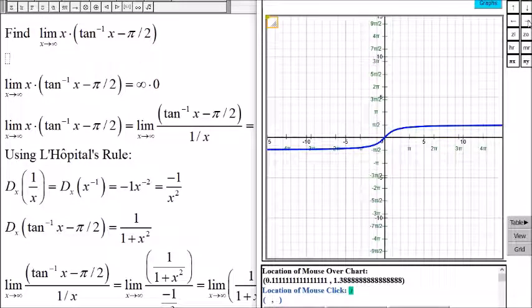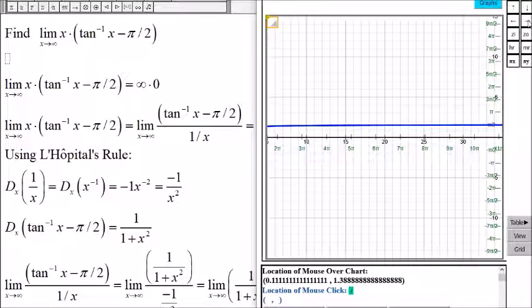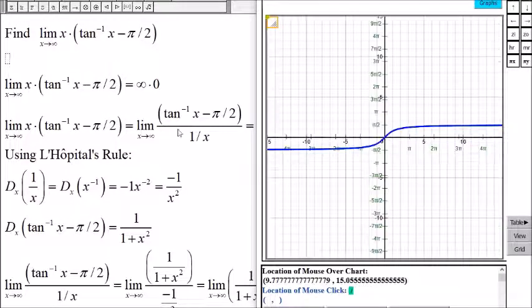So as x gets larger and larger, y approaches pi over 2. And so this will go to pi over 2, and then minus pi over 2, which is 0. And so here we have infinity times 0, which is indeterminate form.